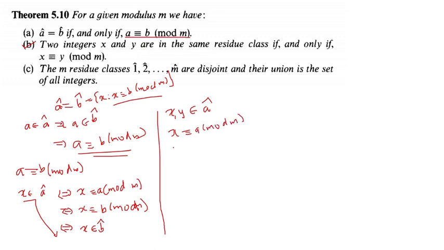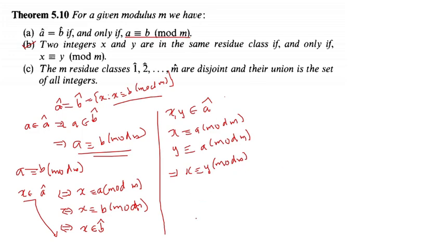Y belongs to A cap, that is, Y is congruent to A mod M. That means X is congruent to Y mod M by the reflexive property of congruence. So we get: if two integers belong to the same residue class, then X is congruent to Y mod M.